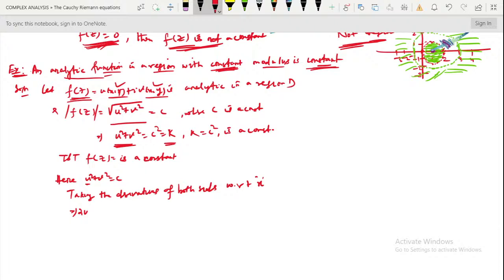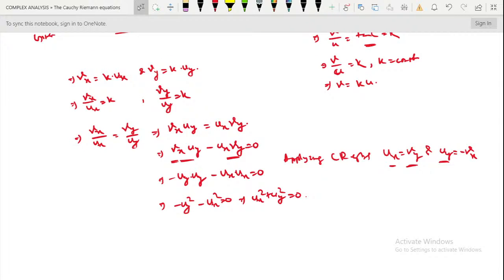So what you will get here, this is a square, this is a square, and the sum of two squares is 0. That means individually both are 0. That means ux square equal to 0. This implies that ux equal to 0 and uy equal to 0. This implies u is independent of x and y. That means u is a constant.